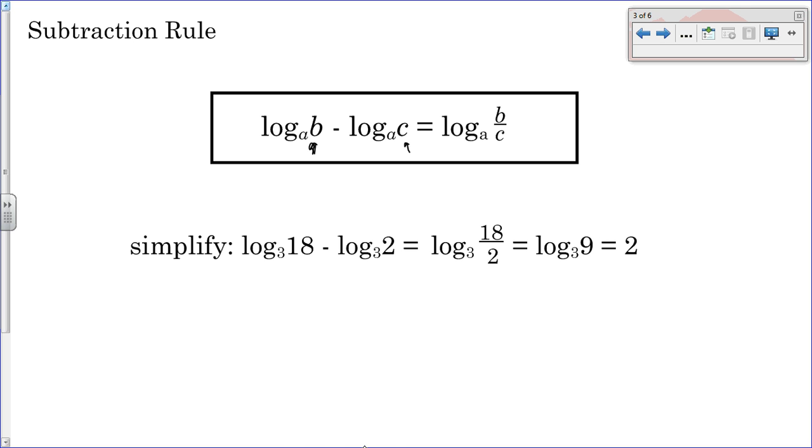Now, the same rules apply to this. So the same rules as addition.